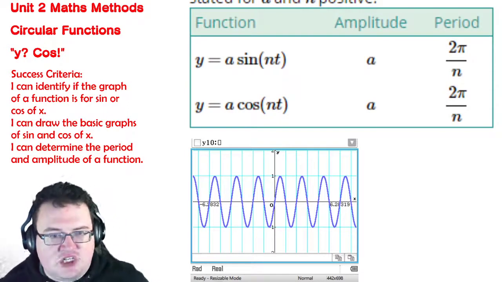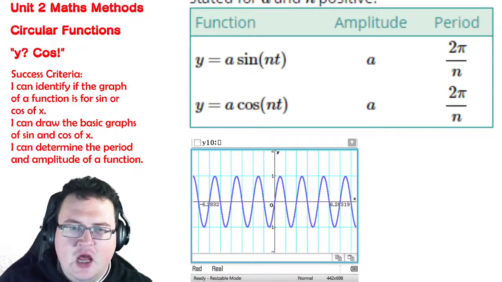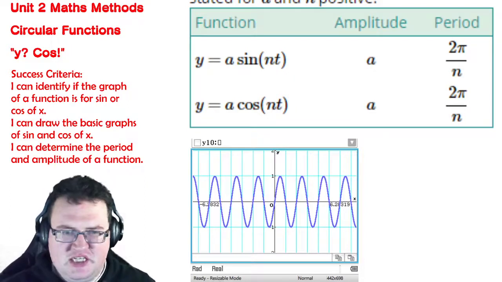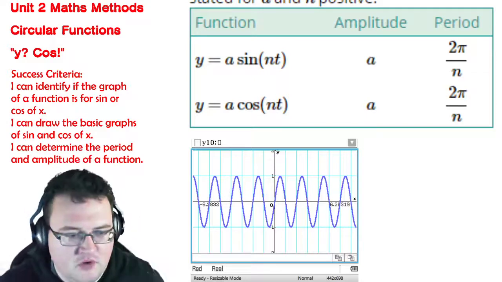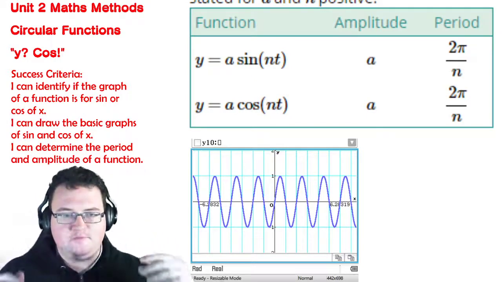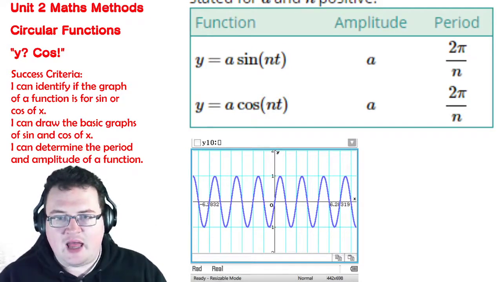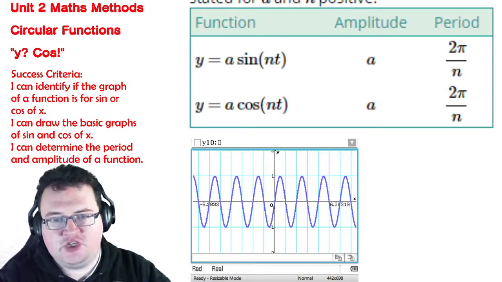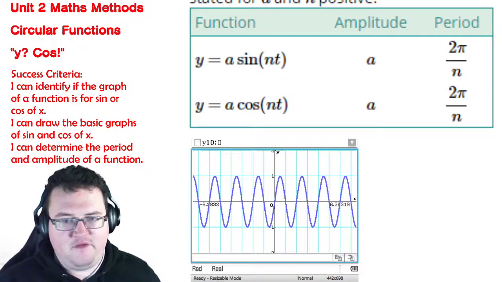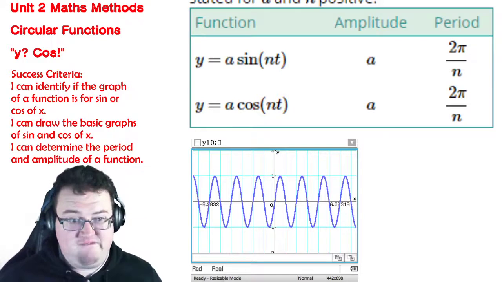So we have a sine of nt. Normally when we're talking about trig functions, we usually use t instead of x, just to help us keep in mind that we are dealing with a circular function. It is going to repeat itself. So in a sine of nt, a is the amplitude and n manipulates the period. The period is 2 pi on n. We could stretch it out and have n be 0.5. Well, that means the period is going to be 2 pi divided by 0.5, which is 4 pi.